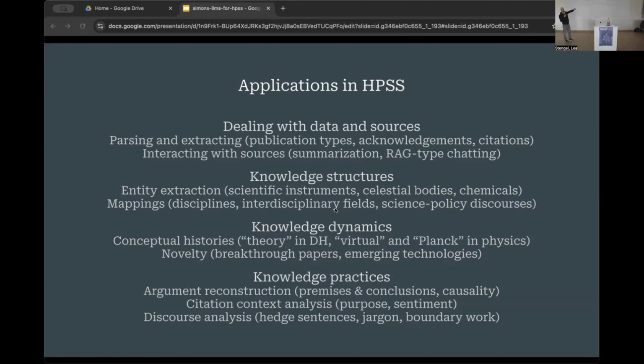Then there are knowledge structures that we might be interested in analyzing. For example, we extract entities like scientific instruments, celestial bodies, chemicals, whatever, and mappings, of course, the classical HPSS subjects, so science policy discourses, interdisciplinary fields, etc. Dynamics, what Micha and I were doing, basically the stuff that Nina and Pierluigi showed us. We basically did the same stuff. Conceptual histories of words. But there are also knowledge practices like citation context analysis, which is actually an older tradition in HPSS, which is nowadays only used for evaluatory purposes, but can be used for other HPSS tasks.